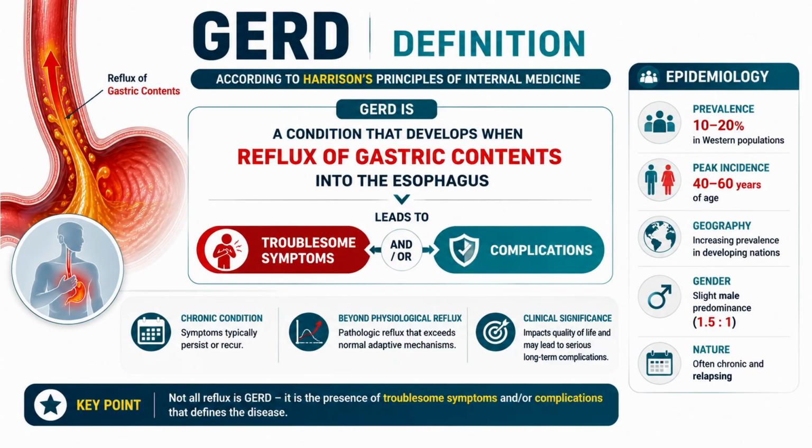Now let's understand the epidemiology. GERD prevalence in the Western population is around 10 to 20%. Peak incidence is between the ages of 40 to 60 years. There is a slight male predominance, especially in complicated diseases like Barrett's esophagus. Another important point, GERD is increasing in developed nations due to obesity, sedentary life, dietary habits, stress, and smoking. And clinically, GERD is usually chronic and relapsing.